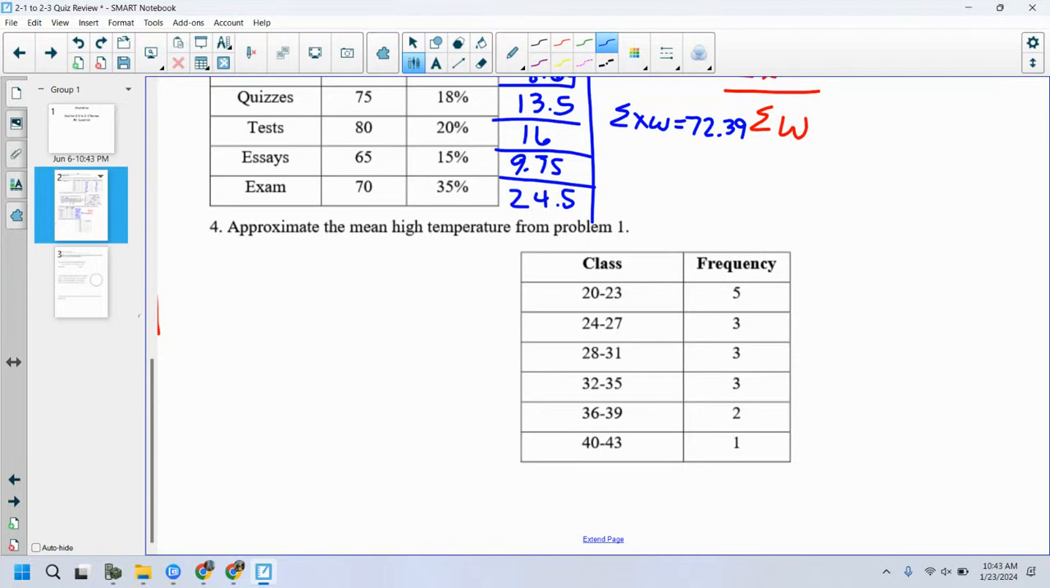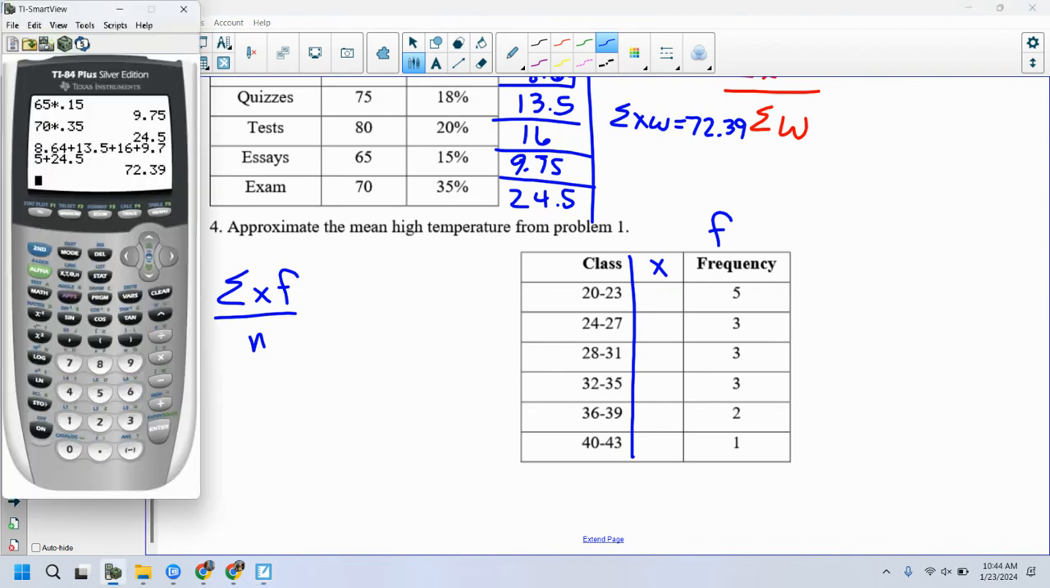mean of a frequency distribution is sum of XF, this is from the formula sheet, divided by N, right? Sum of your XFs divided by N. Here's my frequency, here's my F. What's my X? Well, I'm going to just put it right in here. I'm going to add a little column. Here's going to be my X's. And again, my X is going to be the midpoints of my classes.